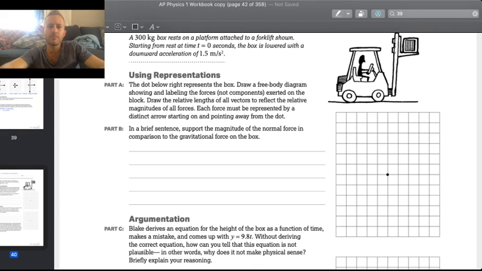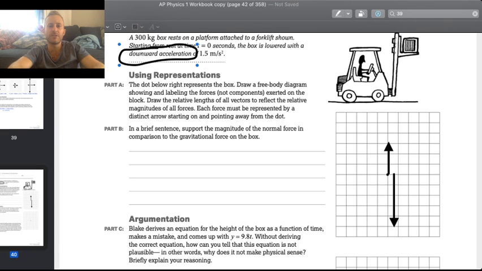Okay, so we're going to have normal force going up. That's the normal force from the forks of the forklift. And then we're going to have weight force going down. Notice how the weight force arrow is longer than the normal force. There's more downward force than upward force because it's accelerating downward.